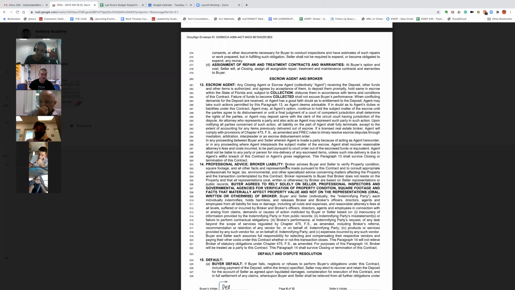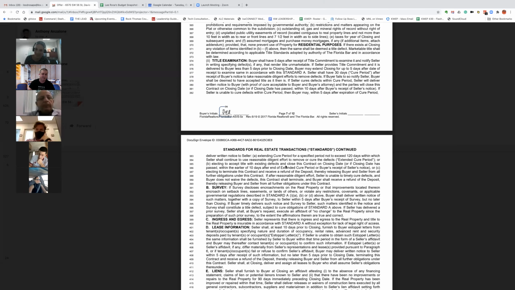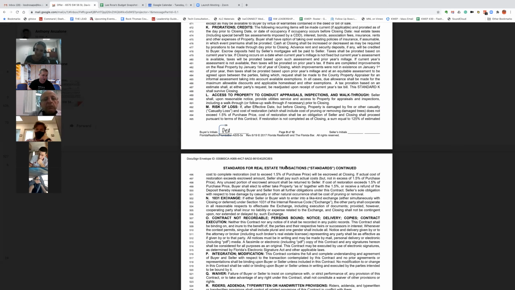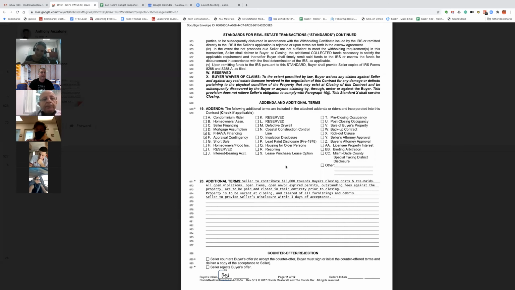Now, the next several pages is just the small fine print of the contract. Now I'm going to get to the last page. Line 571 starts additional terms. This states, seller to contribute $15,000 towards buyer's closing costs and prepaids.